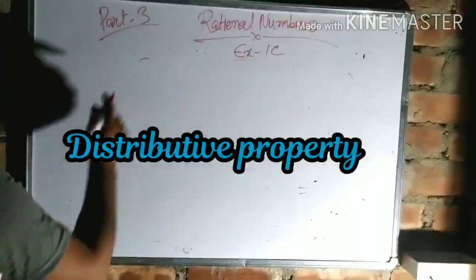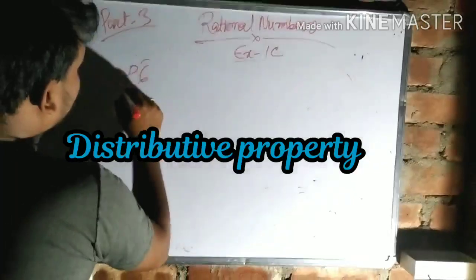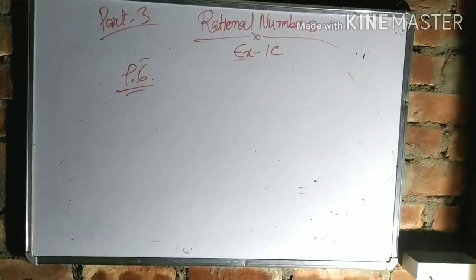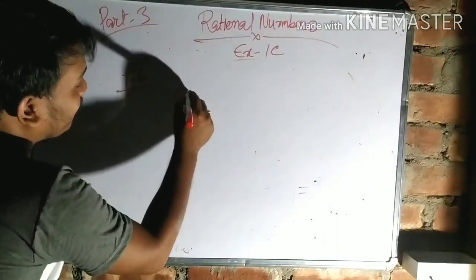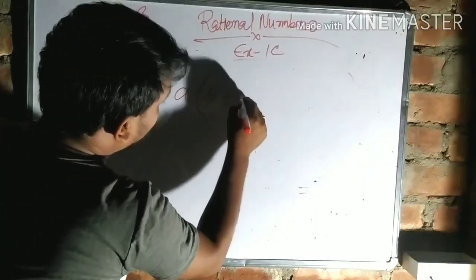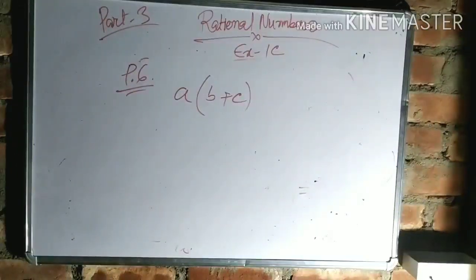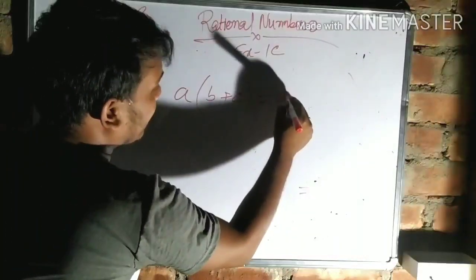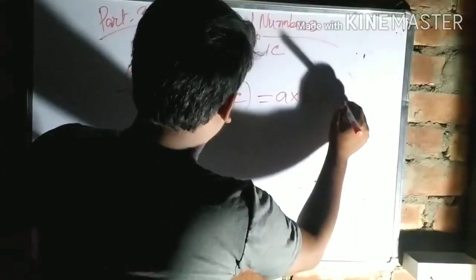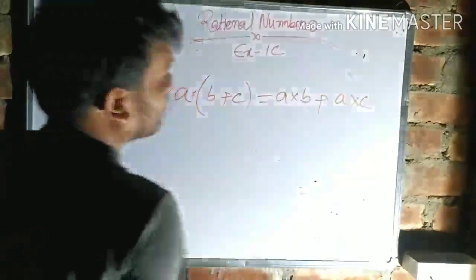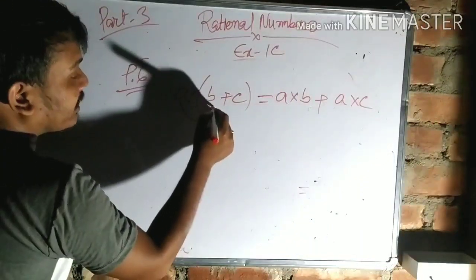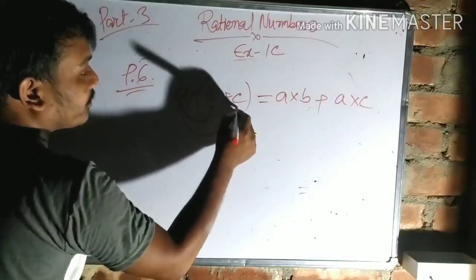Property number 6 is the distributive property. It is a very important property. Here I take the distributive property of multiplication over addition. That means in the bracket we write b plus c. Then a into b plus c equals a into b plus a into c. This is the distributive property. That means the multiplication distributes over b and c also.